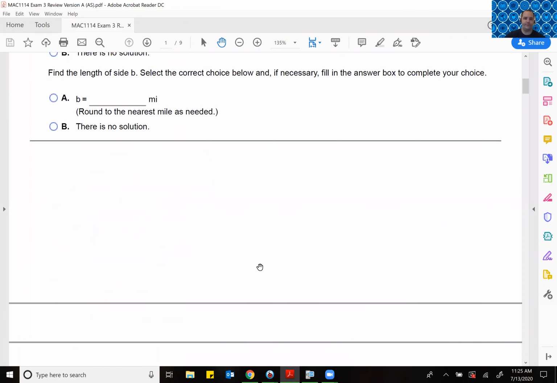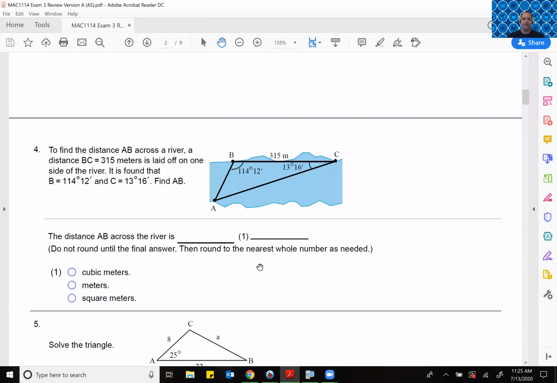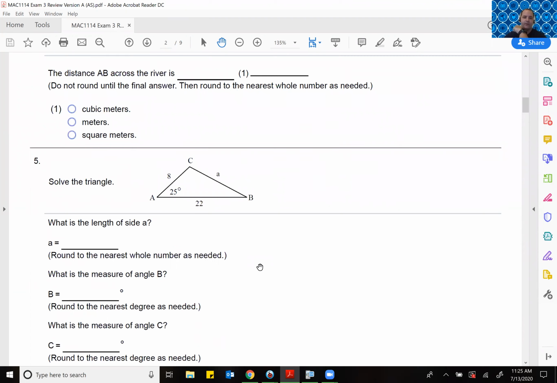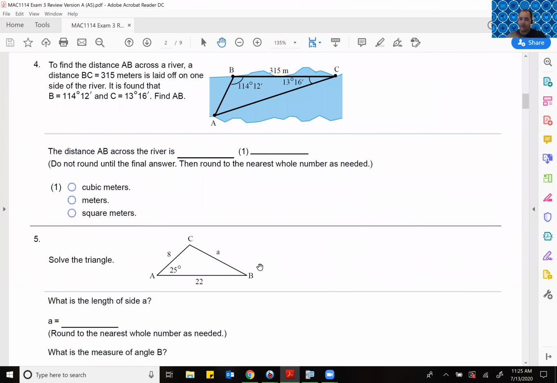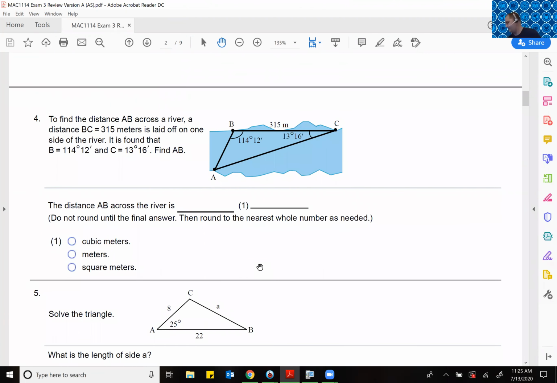All right. So question number 4. This is the last one from 11.1. Law of sines. All right. So they're giving you a word problem. Notice that this is in minutes right there, so be careful.